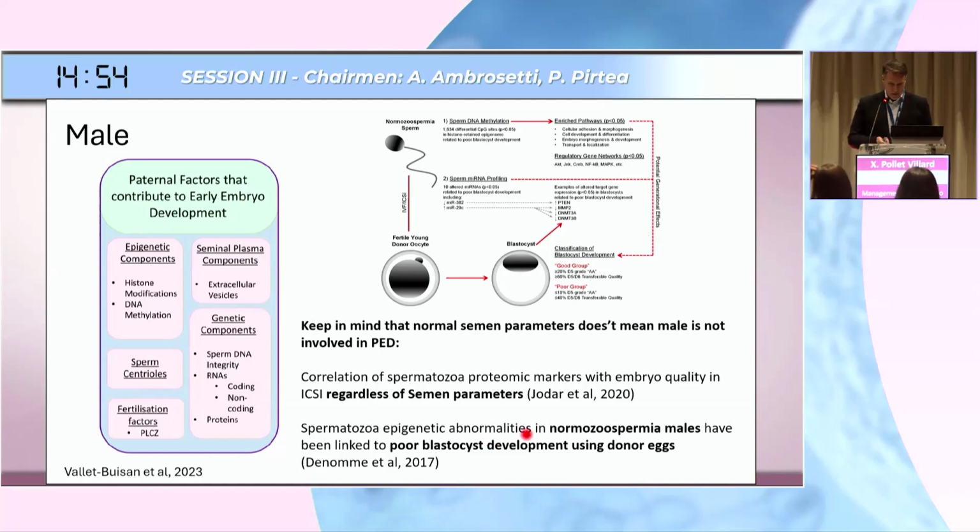This was the case, for example, in the study from Denham. This team has shown that spermatozoa epigenetic abnormalities in normozoospermic males can be linked to poor blastocyst development when they use donor eggs. So it's not because the male has normal semen that the male is not involved in this issue for your patient.